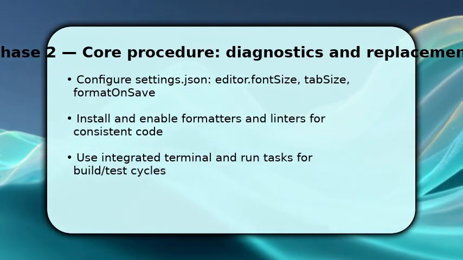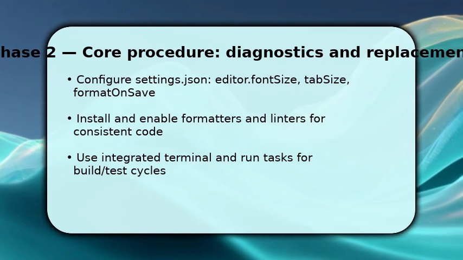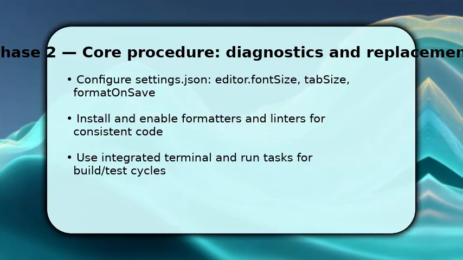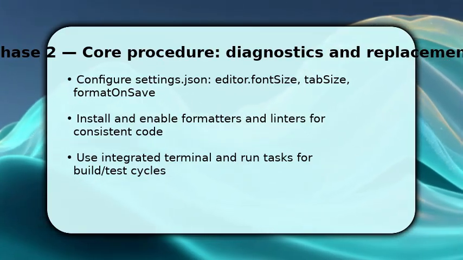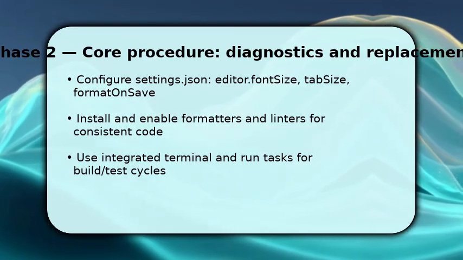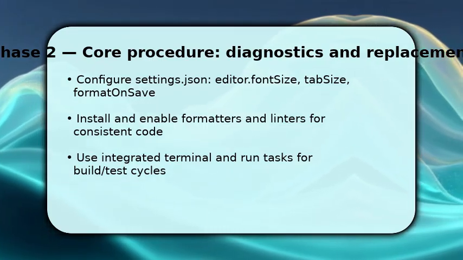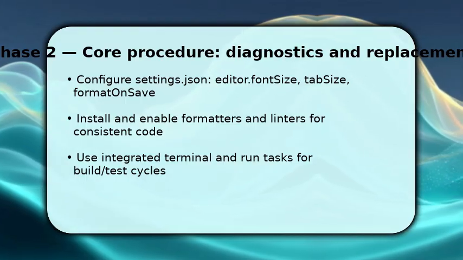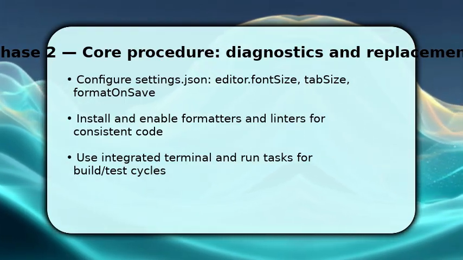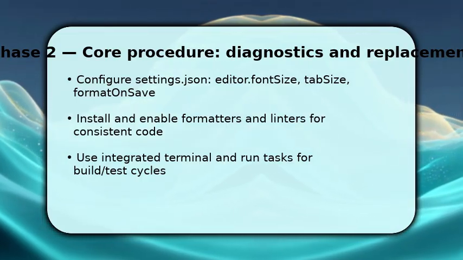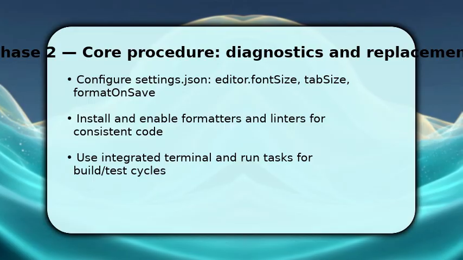Open Settings JSON and set editor font size, tab size, and format on save so code stays consistent across machines. Next, install a formatter and a linter, then bind shortcuts for format and lint commands so you run them in one keystroke. Use the integrated terminal to run npm, pip, or make commands. Create tasks.json for repeatable builds. Once configured, you'll notice faster iteration and fewer style errors during development.